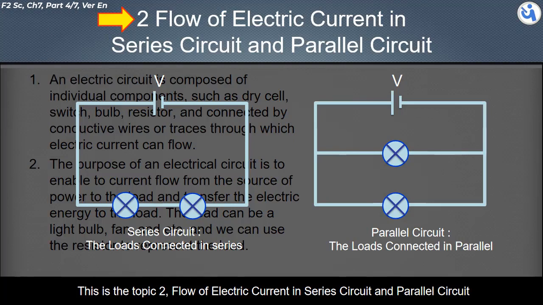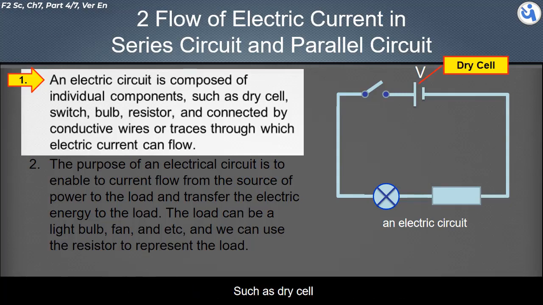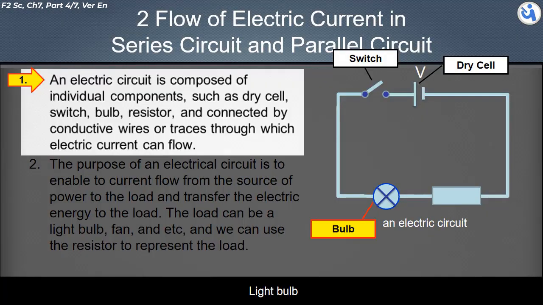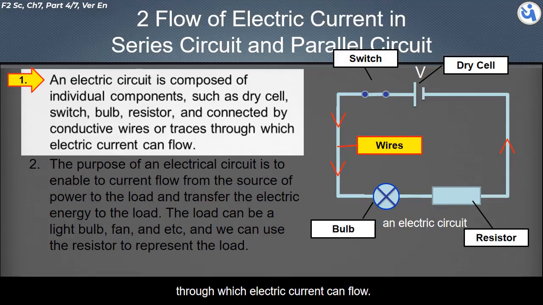This is topic 2: flow of electric current in series circuit and parallel circuit. An electric circuit is composed of individual components, such as dry cell, switch, light bulb, and resistor, and they are connected to each other by conductive wires, or traces, through which electric current can flow.